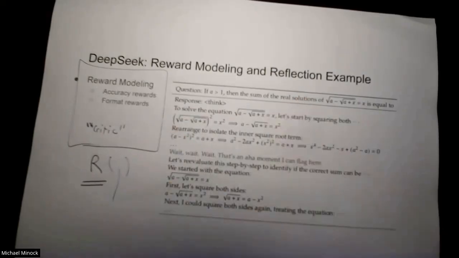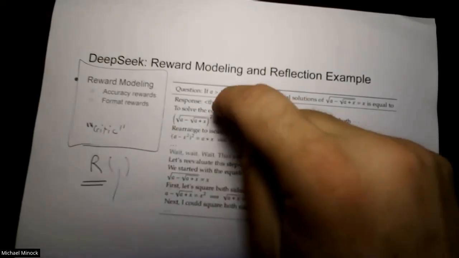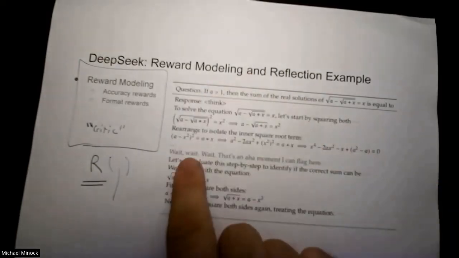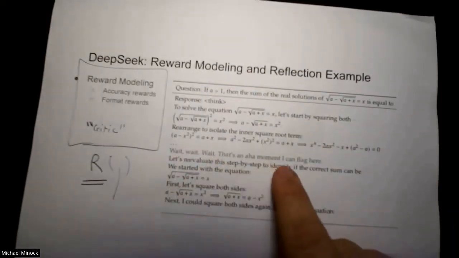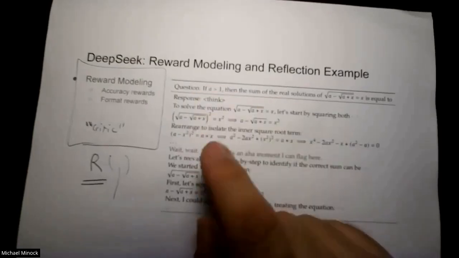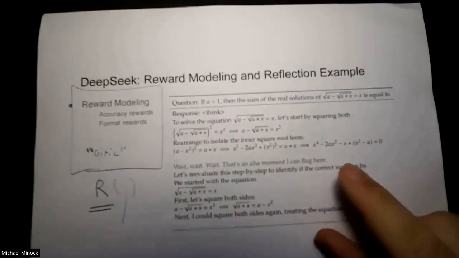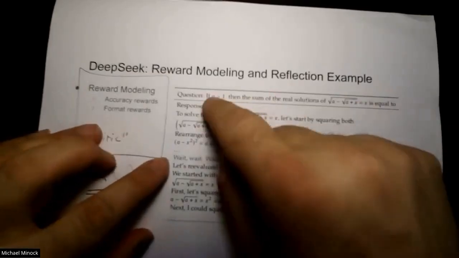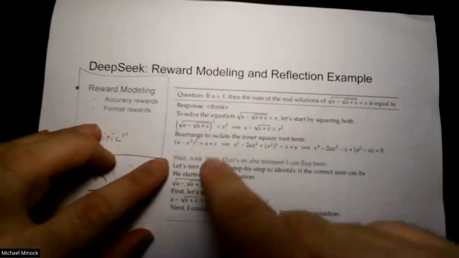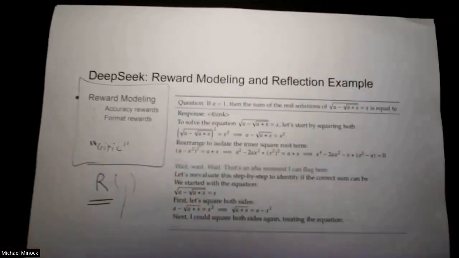But here's the thing: this whole going through and then, wait, that's an aha moment I can flag here. This is actually what came out of R1, and this is showing backtracking. It's learning a backtracking strategy. So it's quite impressive that it was just able to learn that.